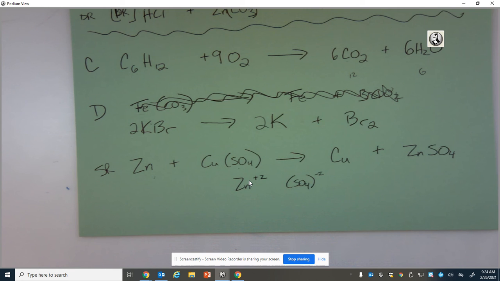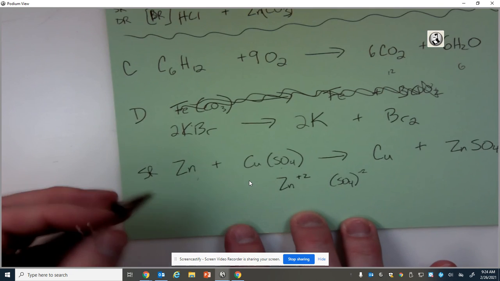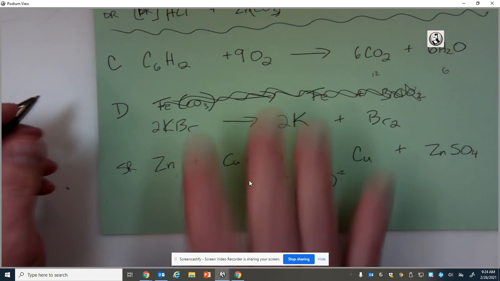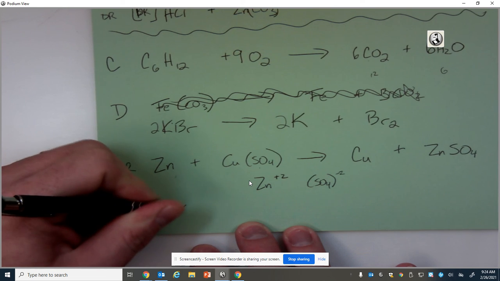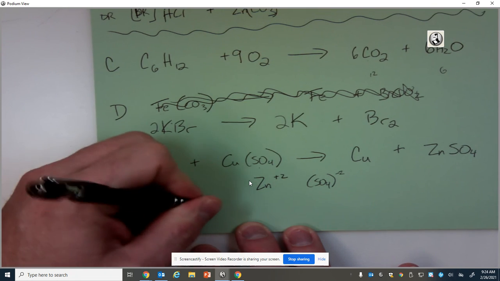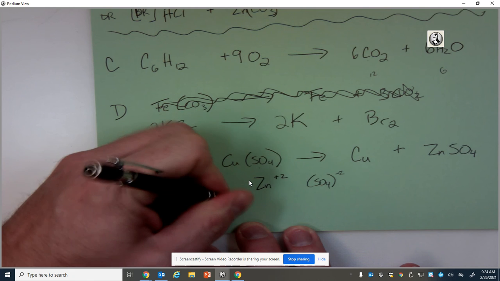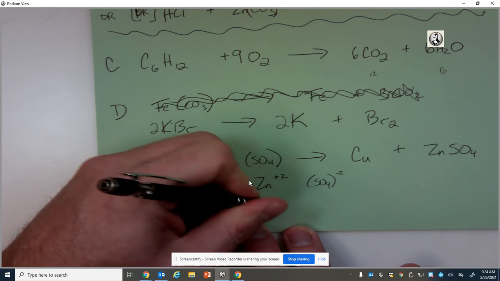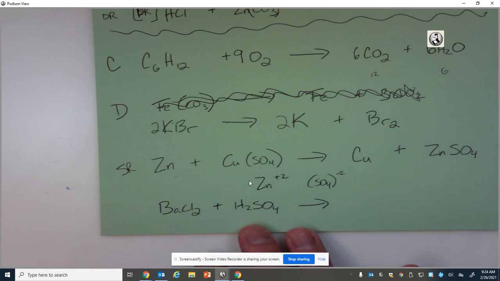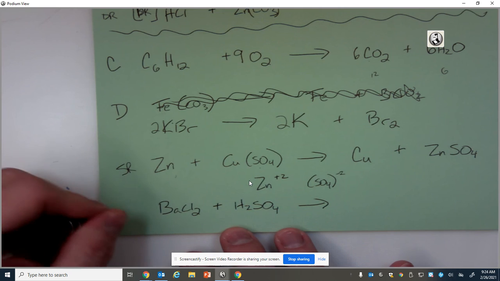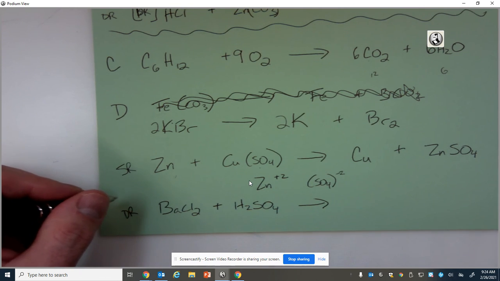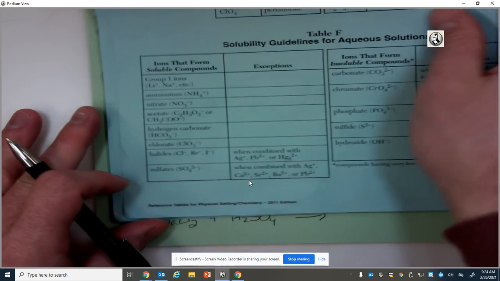Okay. Last one. I think again, I'm going to switch it down in here. Barium chloride reacts with sulfuric acid. All right, so this is 2 compounds. It's going to be double replacement. So I can put a DR here. Double replacement. We have to check to see if things are soluble or not.